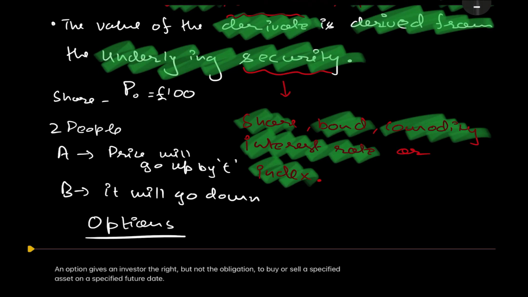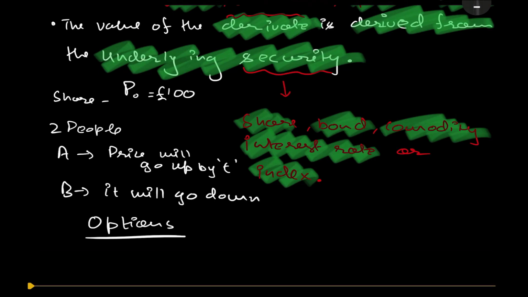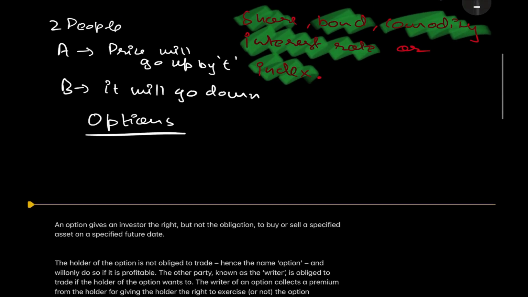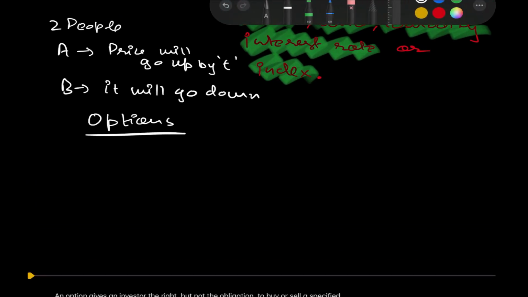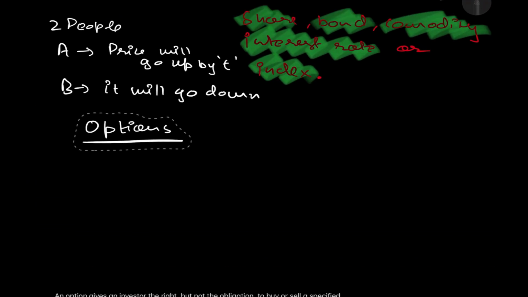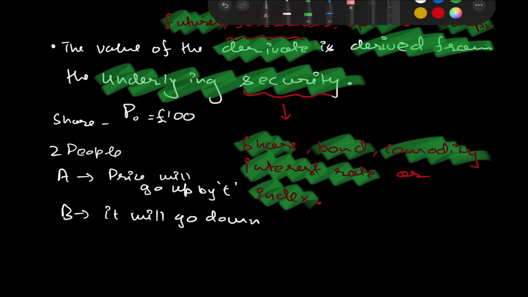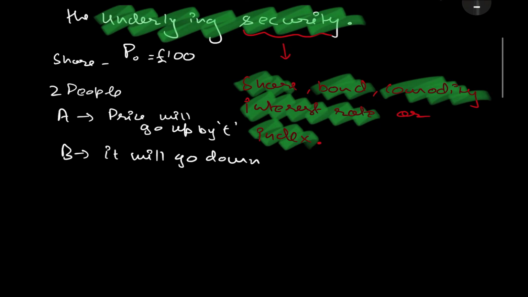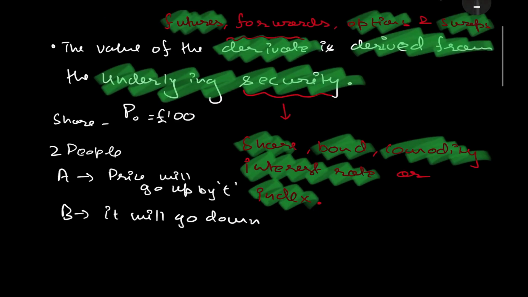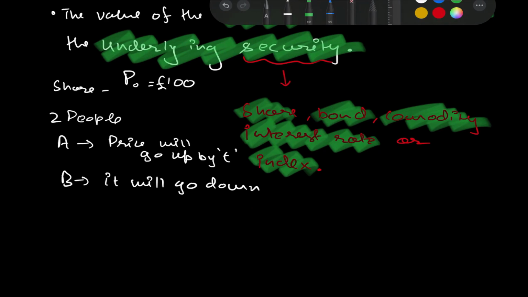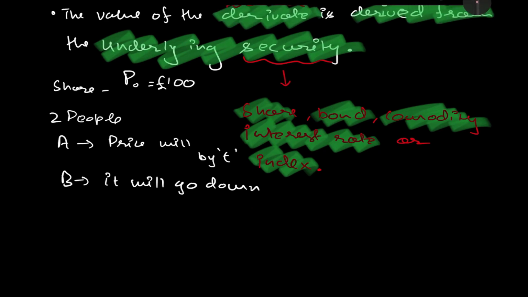Right? So these two people have different beliefs. Person A believes that the price will go up, and person B believes that the price will go down. Up or down with respect to what? Let's just say 100. Okay. So they contract with each other. Let's just say they have very specific expectations.